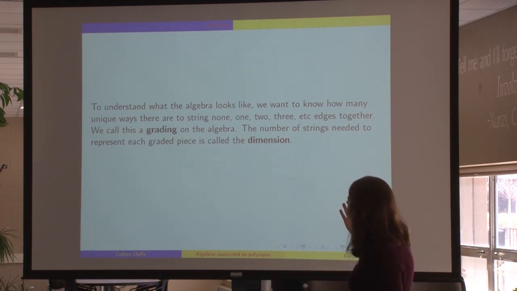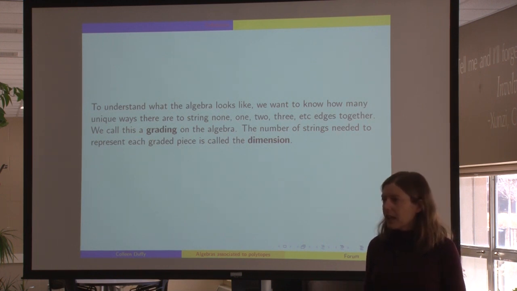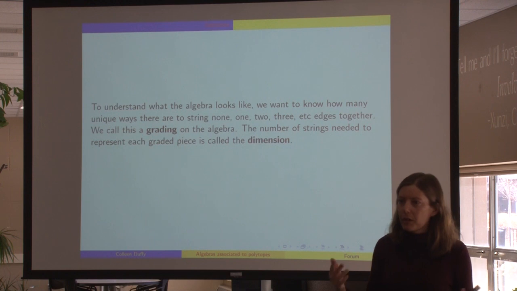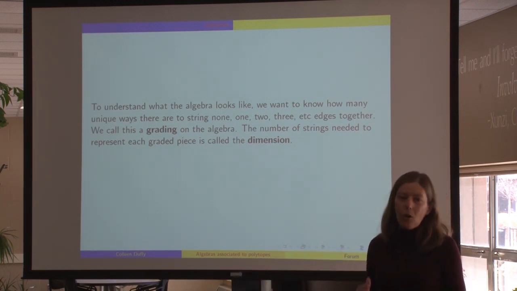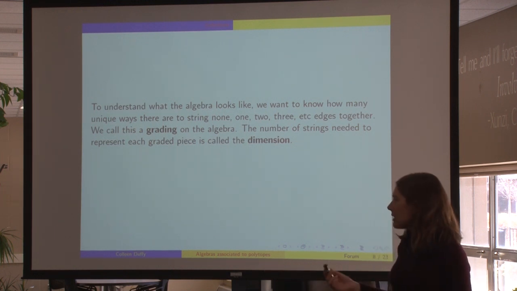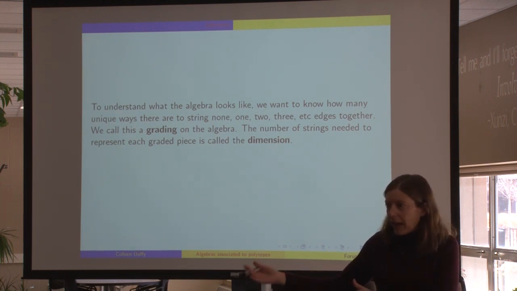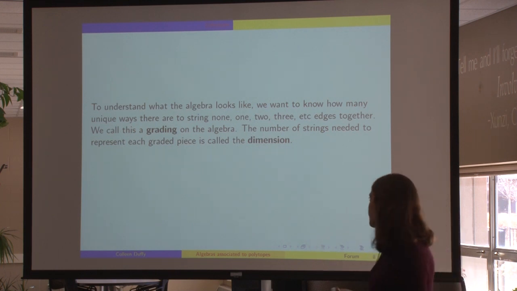And how many strings I need to represent it is called the dimension. So dimension in the sense of, to represent where I am right now, I have to give you latitude, longitude, and altitude, and that would completely describe where I'm standing. So 3 pieces of information, dimension 3. So how many strings do I need in order to completely describe this slice of the algebra? Because, for instance, I don't need both E1 and 2E1. E1 is sufficient.